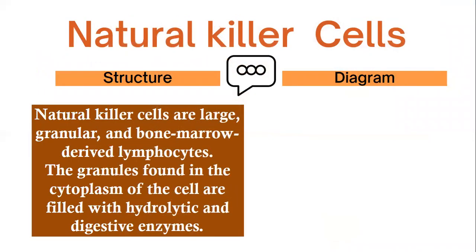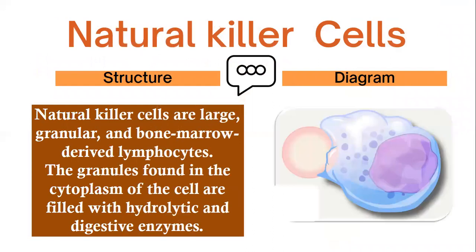Structurally, look at the diagram first. I have told you that these are large cells. They have some granular structures present inside the cytoplasm of the natural killer cells. So look at this text: natural killer cells are large, granular, and they are formed in the bone marrow.